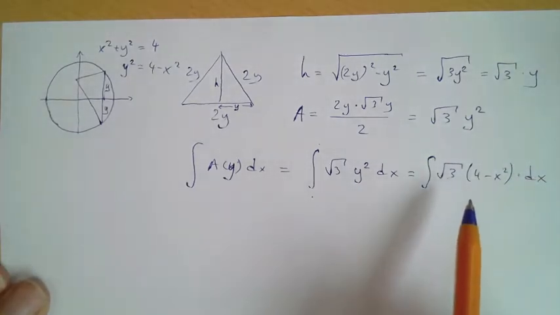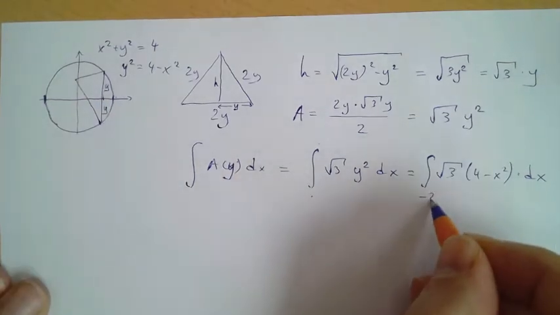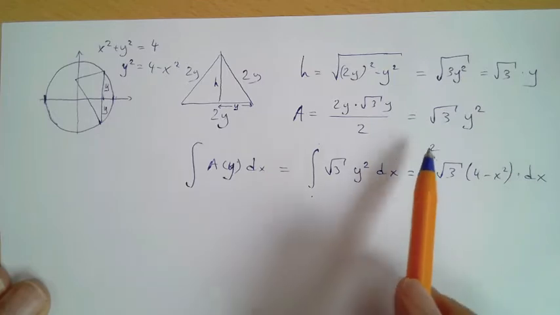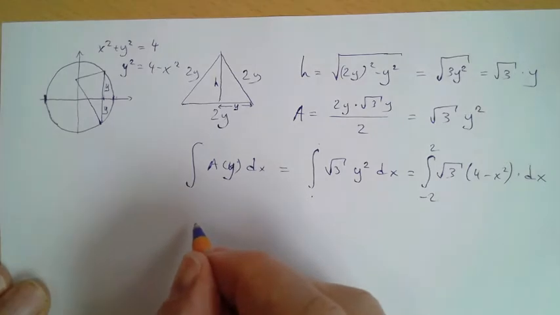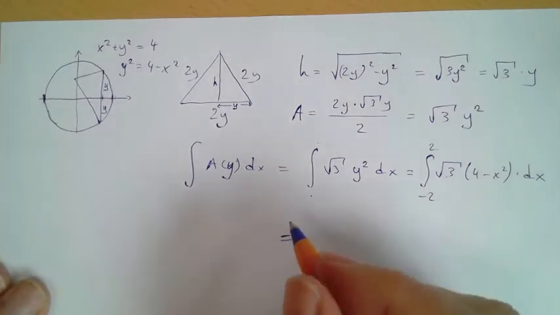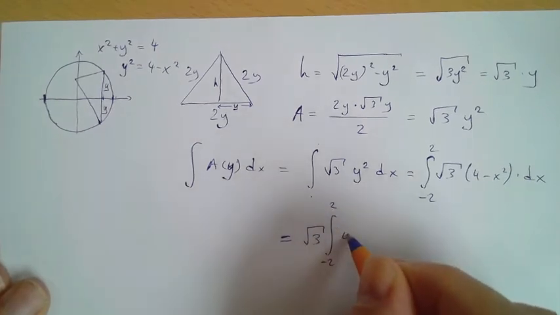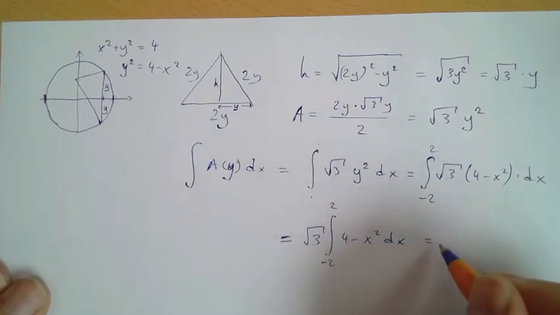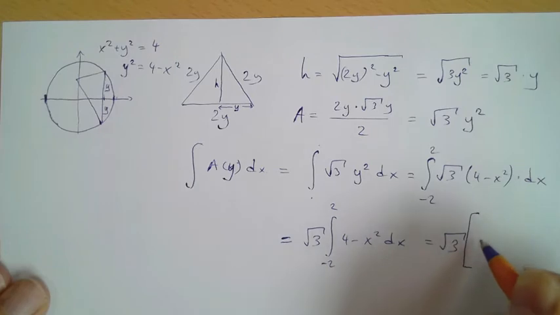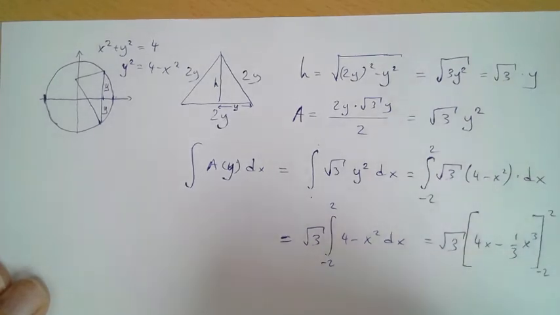So what are my boundaries? I'm starting all the way here, and I'm going all the way there. So I'm going from negative 2 to 2, from x equals negative 2 to x equals positive 2. So let's just solve that. I can put the root 3 in front. Why not? The integral of 4 minus x squared dx equals root 3 times (4x minus 1/3 x cubed), evaluated between negative 2 and 2.